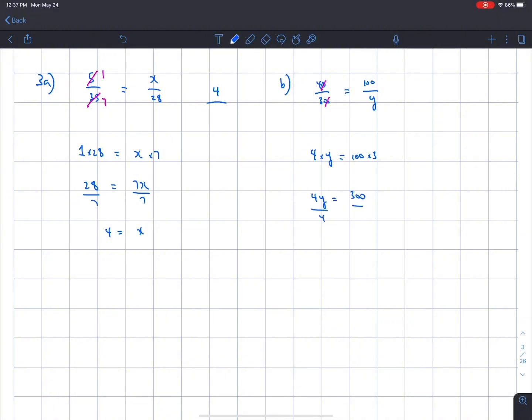And we can divide both sides by 4. We get y equals 150 over 2. If you simplify this, you should get 150 over 2, right? Divide both the numerator and denominator by 2. And that's the answer, 150 over 2.